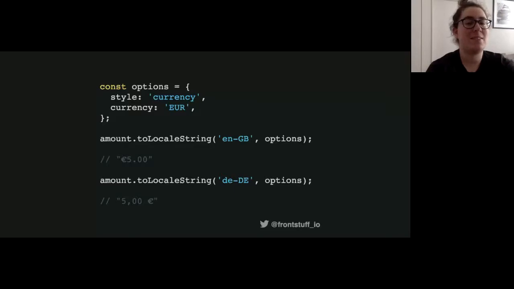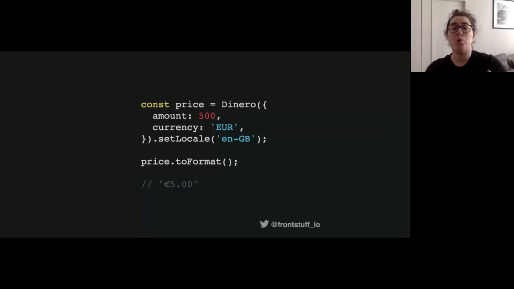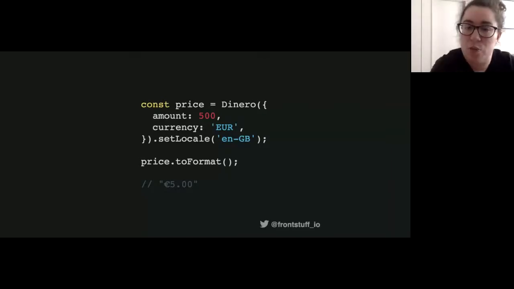So that's nice. Like, who would not love that? And this is what Dinero V1 calls under the hood when you invoke the toFormat method. You can pass options to it, but basically it does that. It just uses toLocaleString. Why bother with custom implementation or locale files when you have a native API, right?